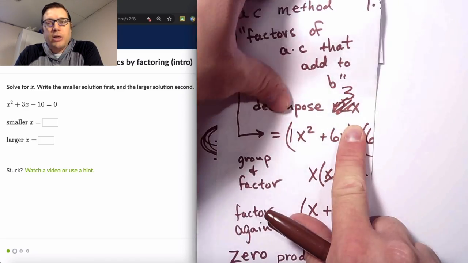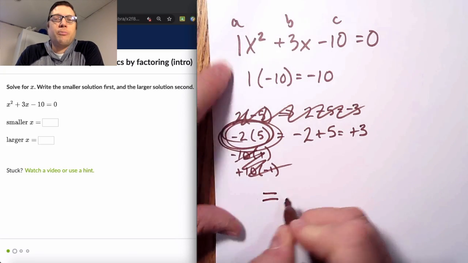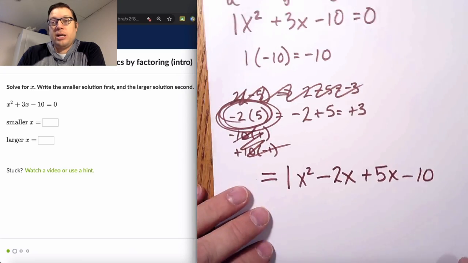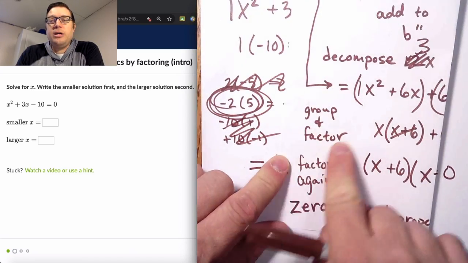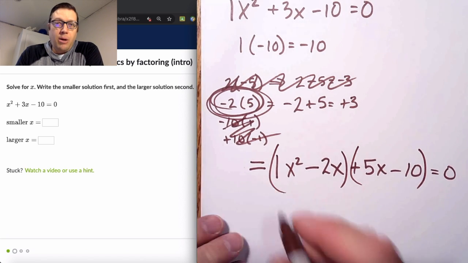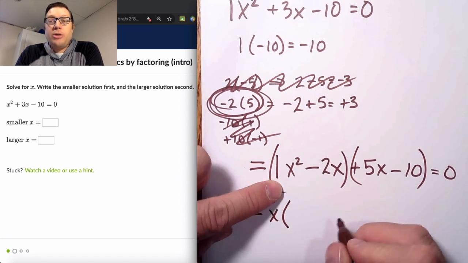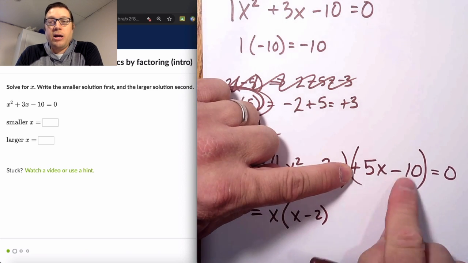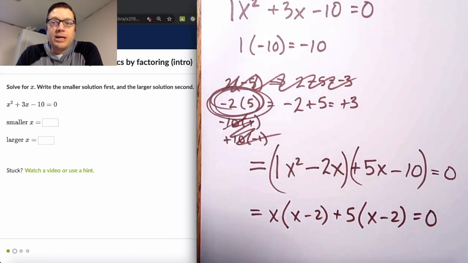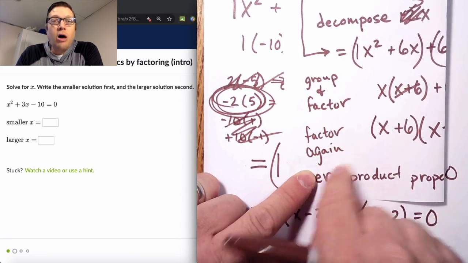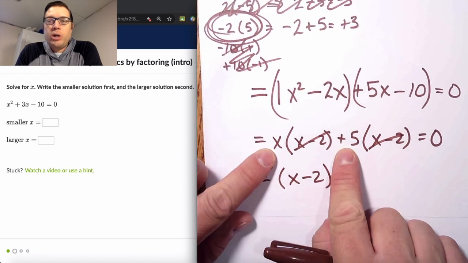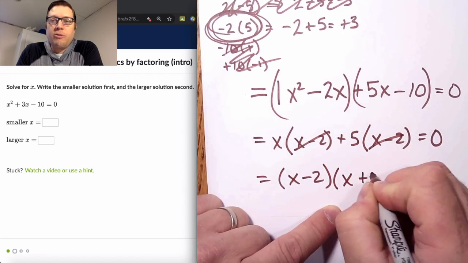Now I'm going to take those two numbers and I'm going to decompose or break apart the middle, the B term, into the two factor pairs that we needed, negative 2 and 5. So breaking apart to then group and factor. Pair them off, group and factor. They both have an x in common in the first pair, and they both have a 5 in common in the second pair. So factoring out x and 5 leads us with a common factor again, x minus 2. And whatever's left goes into its own group of parentheses.